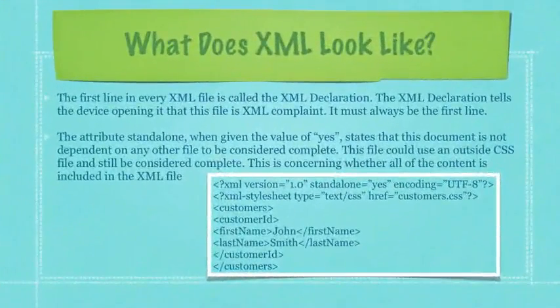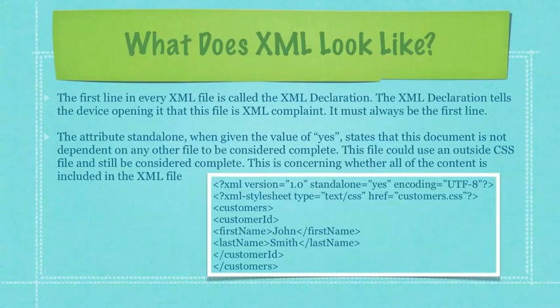So what exactly does XML look like? Well, I have an example down here surrounded by white. The first line in every XML file is called the XML declaration. The XML declaration tells the device opening it that this file is XML compliant. It must always be the first line. The attribute standalone in that line, when given the value of yes, states that this document is not dependent on any other file to be considered complete.